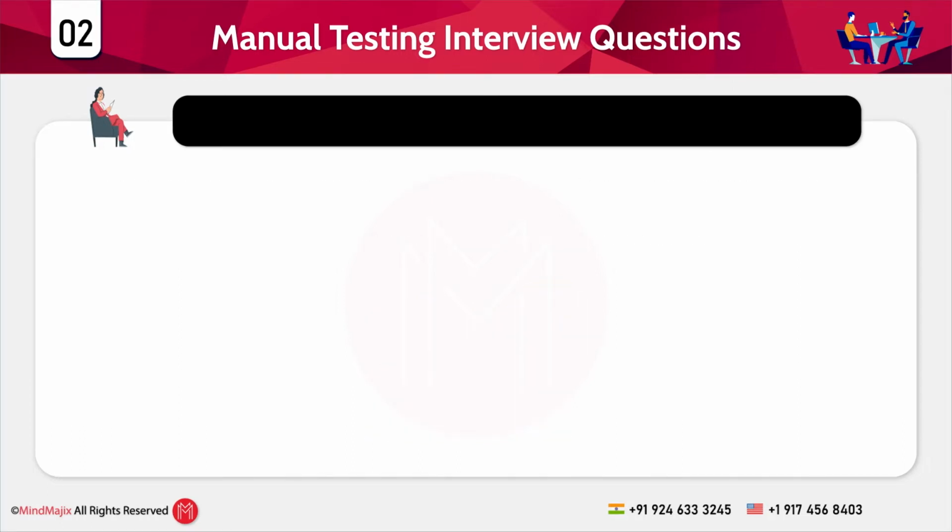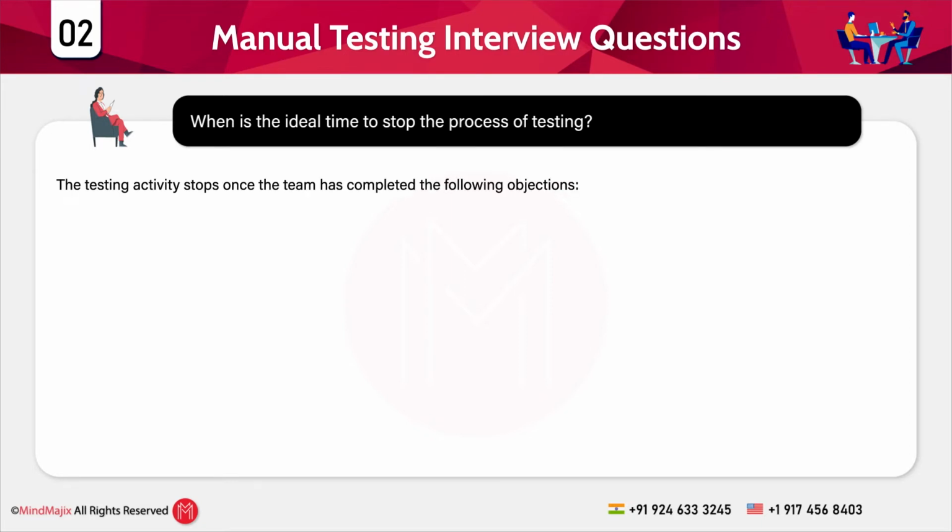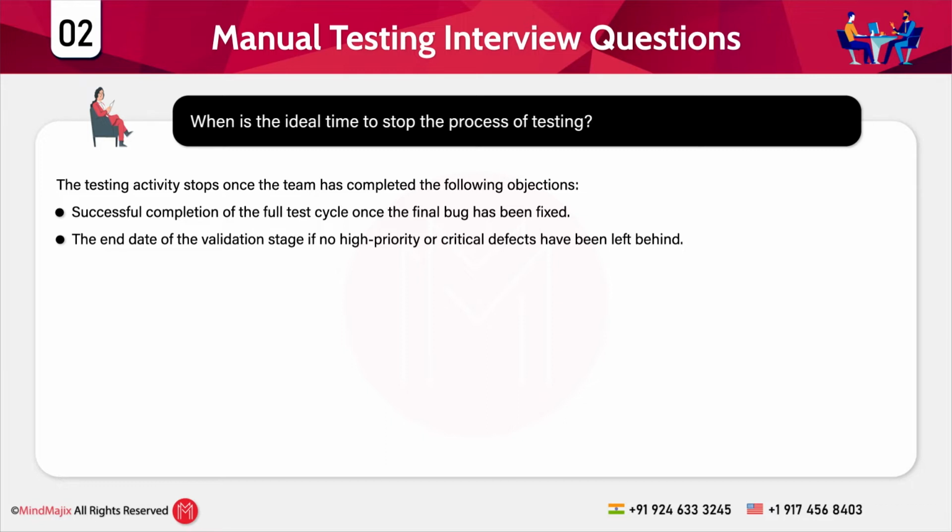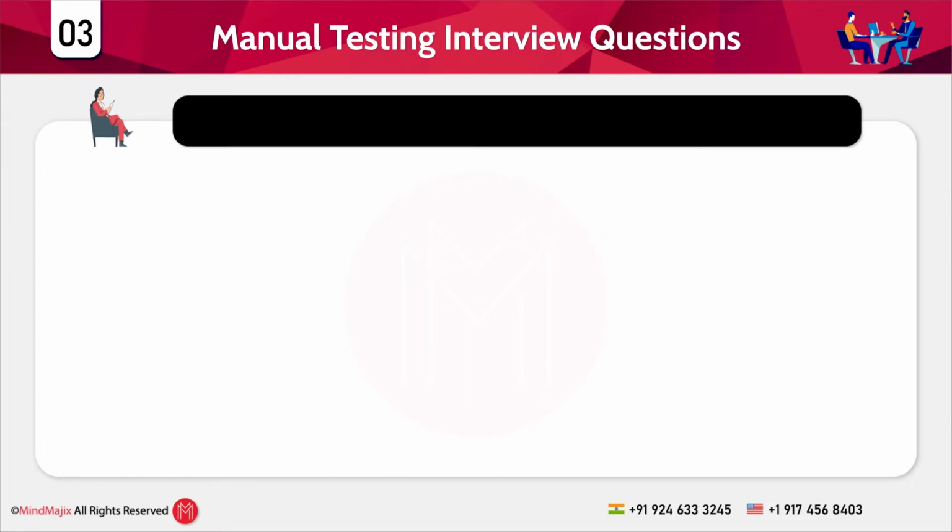The next question is, when is the ideal time to stop the process of testing? The testing activity stops once the team has completed the following objectives. The first one is successful completion of the full test cycle once the final bug has been fixed. Then, the end date of the validation stage if no high priority or critical defects have been left behind. And the third stage is in case the team has achieved the expected level of code coverage ratio. These are the three scenarios that are ideal for you to stop the process of testing. So let's move ahead with the next question.